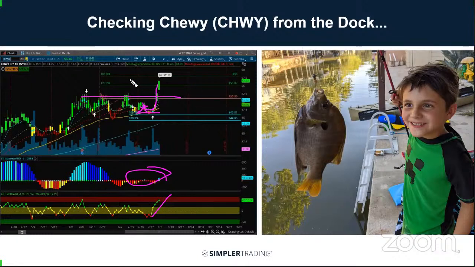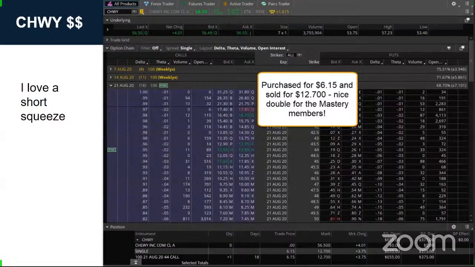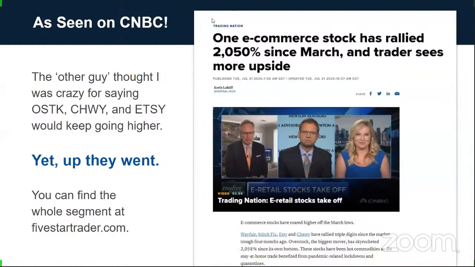So basically, I get in around here, wait, boom. And while this is working, I get to hang out with my son. This is our PE class, fishing at the dock. So Chewy, these options are pretty good price too. They were $6. They sold them for 12. It's a really nice gain for really any size account.